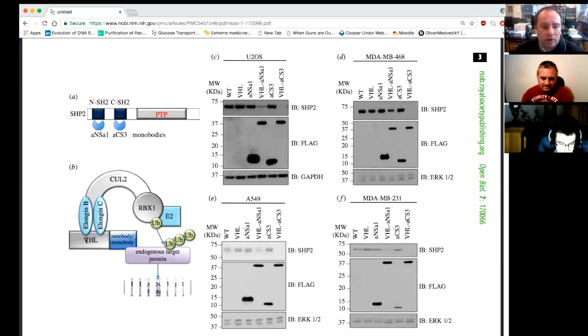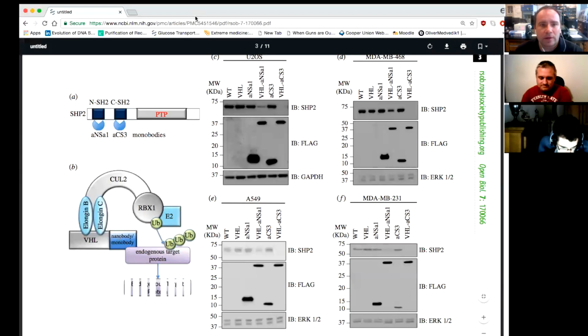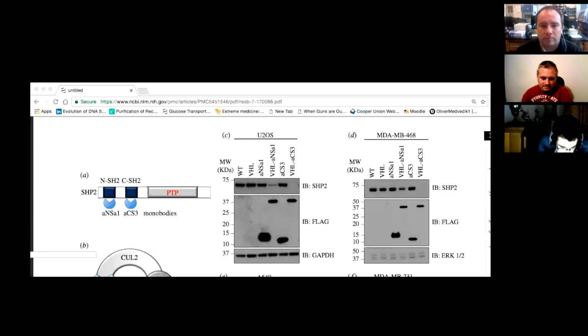So of the two parts, the one that's actually variable is the nanobody, monobody part. The VHL is constant. And by altering the nanobodies and monobodies, you can get this system to theoretically bind to whatever you want it to bind. So what are these nanobodies, monobodies?